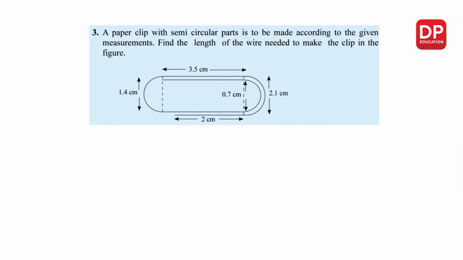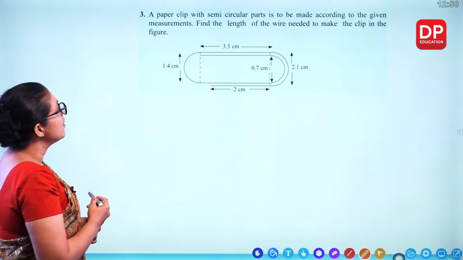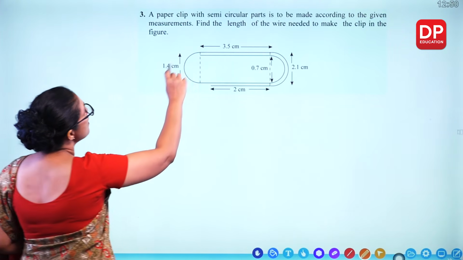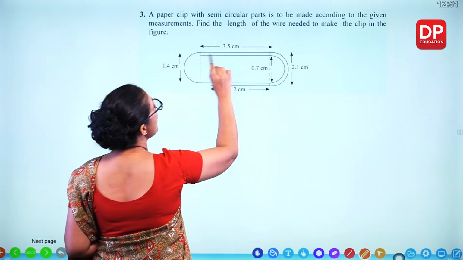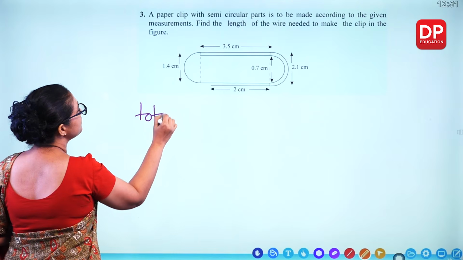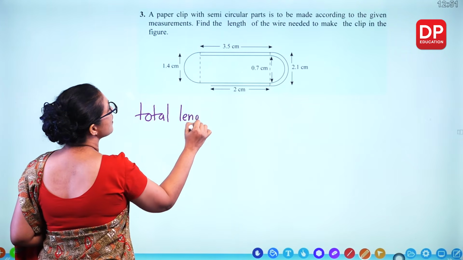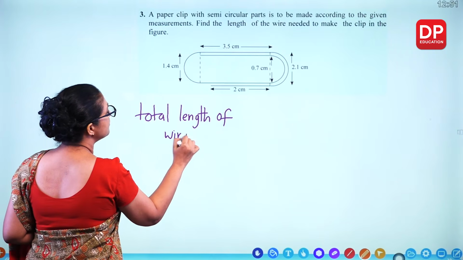Question number 3. A paperclip with semicircular parts is to be made according to the given measurements. Find the length of the wire needed to make the clip in the figure. So 3 semicircular parts are there and we need to add these lengths. So we'll find out the total length of wire needed.